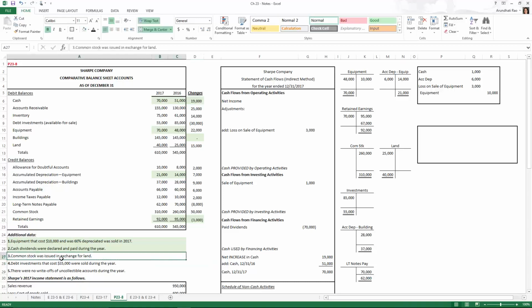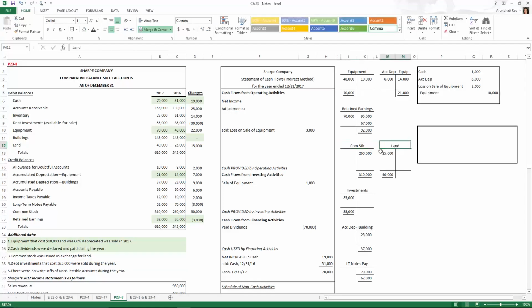Okay. Next, I'm told common stock is issued in exchange for land. So I have my common stock account, I have my land account. Common stock increased from 260 to 310. If you look over here, common stock increased by 50,000. What about land? Land increased by 15,000. So what I can do over here is I can say land increase, the difference is $15,000. The $15,000 that it increased, that's the same number I'll have over here.